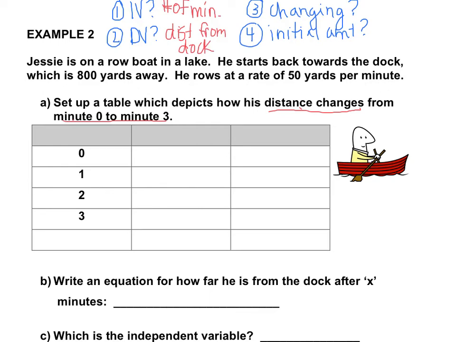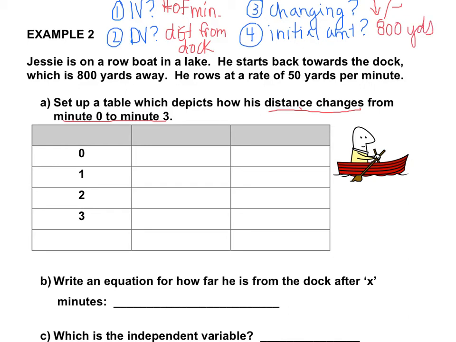Okay, how is it changing? Well, if he's starting back towards the dock and he's rowing at a rate of 50 yards per minute, the distance is going to be decreasing. So the distance is going to be going down, which is going to be representative of a minus. And then what is your initial amount? Well, he started at 800 yards, so that's going to be my initial amount.